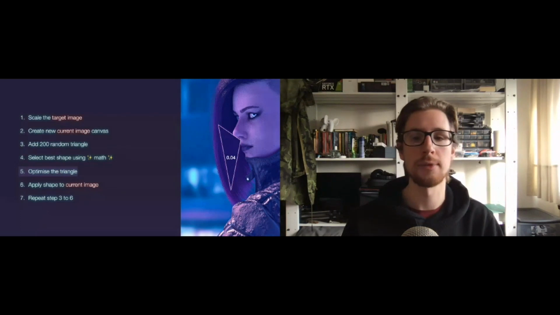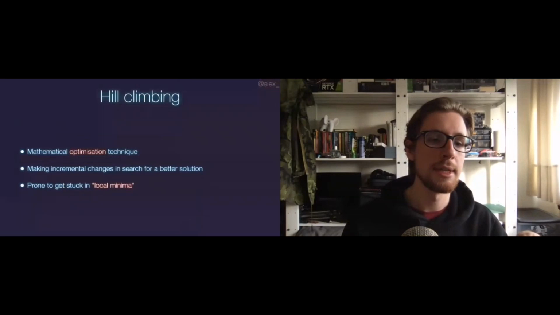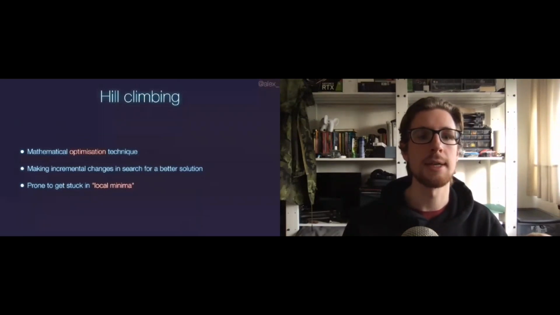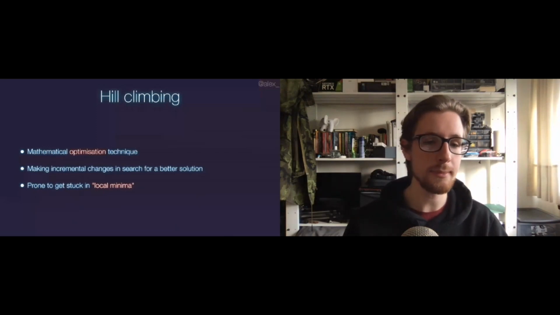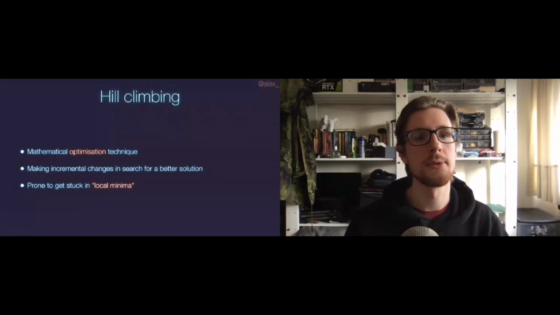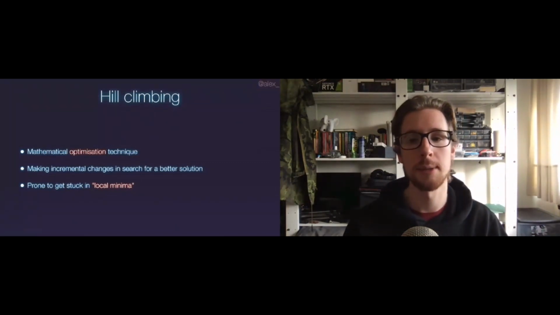Well, a limited number of times, actually, because this is called hill climbing. The only problem with hill climbing is that it's prone to get stuck in local minima, which is a complex and statistical way, again, to basically mean bad results. So that's why we're creating 200 triangles to start with, instead of starting from one triangle and hill climbing up from that point.